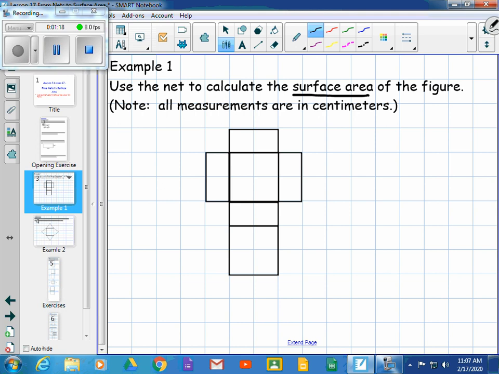Now today they have drawn the nets for you, so what we need to do is find the areas of each of these outside faces and then get a total sum of the area. First of all, I'm going to label these. I'm going to call this the front, and remember the back matches the front. The top and the bottom match, and then of course we've got the left and the right. A rectangular prism is made up of 6 faces.